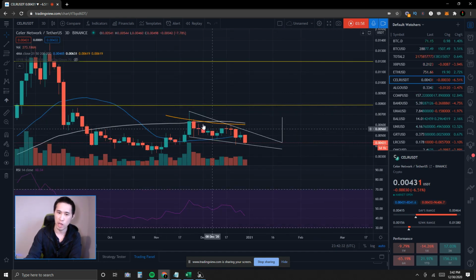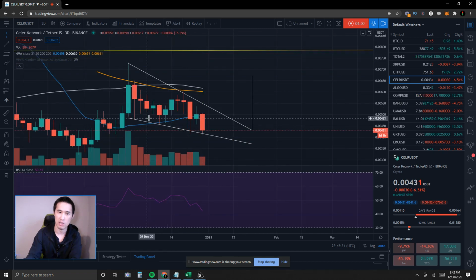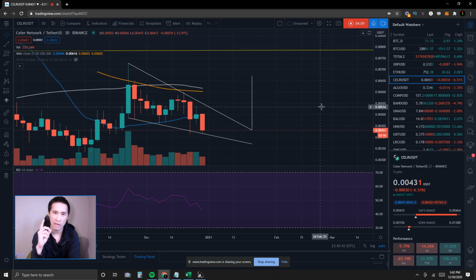On the 3-day time frame, it's more clear that there is somewhat of a price action pattern here, a falling wedge pattern. This is what it seems like to me. 68% chance of it breaking upwards. If it actually does break upwards, let's say close to the apex of the triangle here, I have extended the upper trend line and the bottom trend line out here.